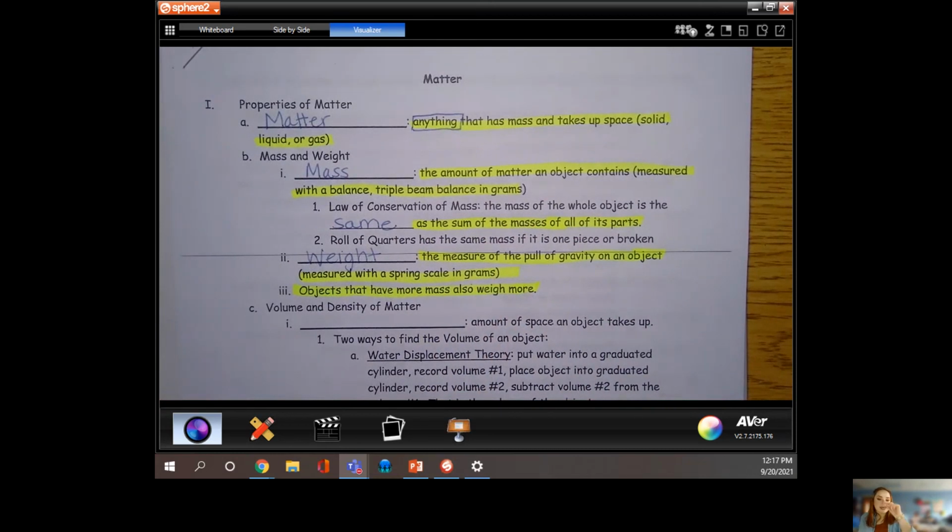Blank is the amount of space an object takes up. The amount of space an object takes up. Leah? Lila? Volume.